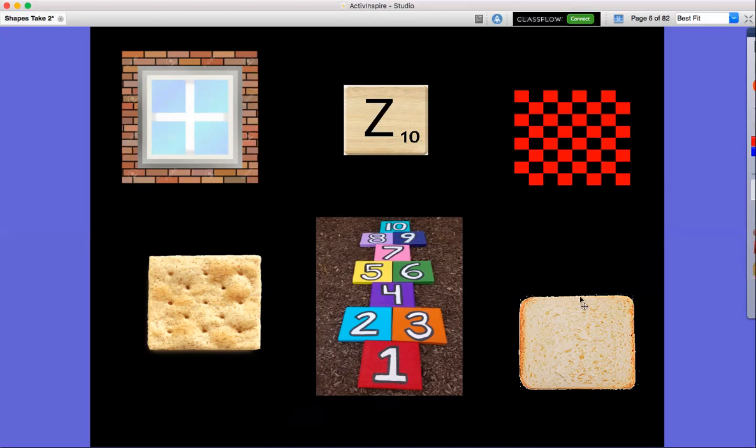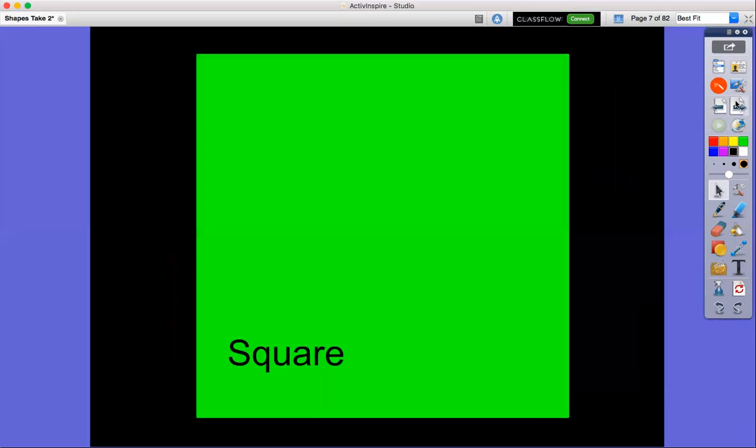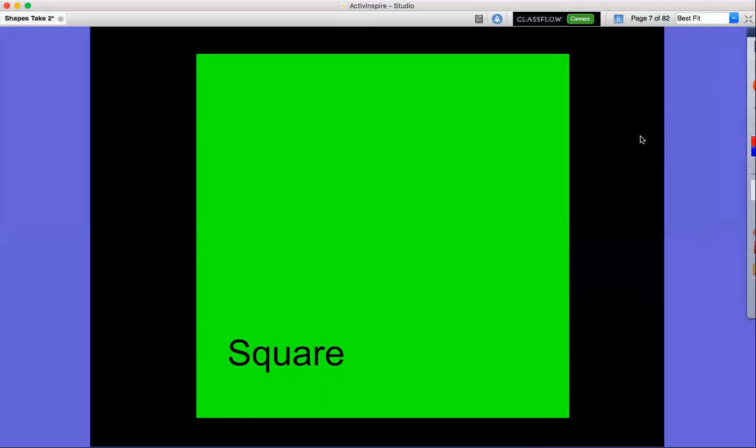A piece of bread could be a square. The blocks we use for hopscotch could be squares. These are squares. And sometimes our crackers are squares. Can you think of other things or look around and see squares? Squares are everywhere.